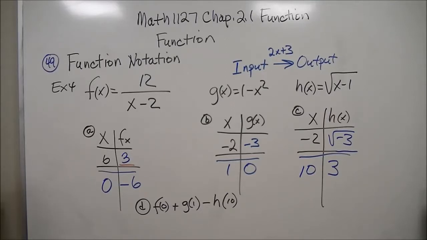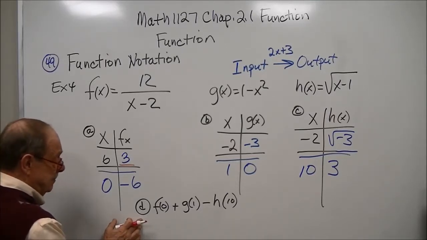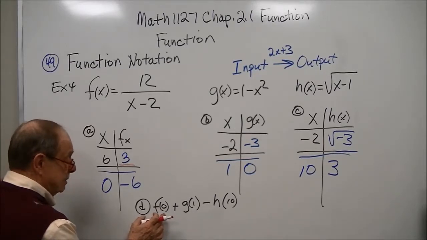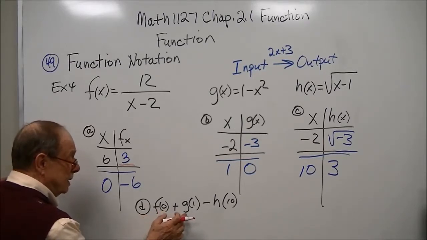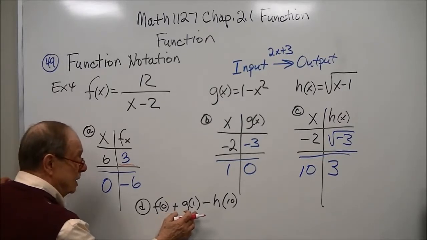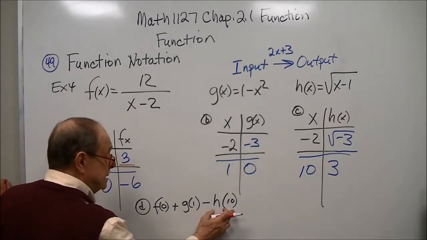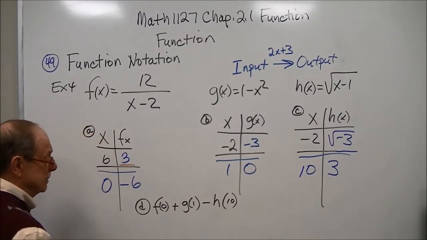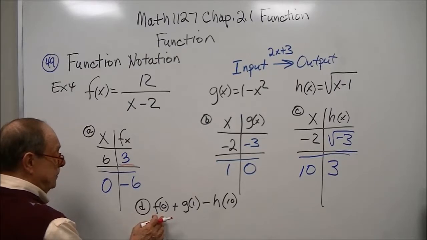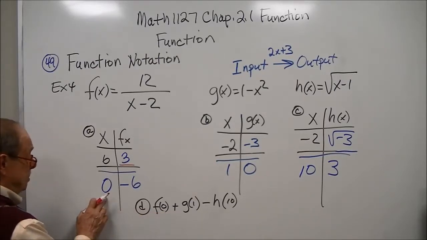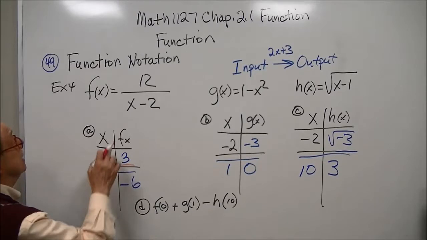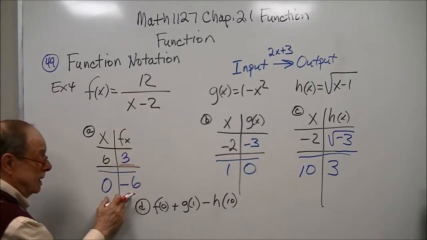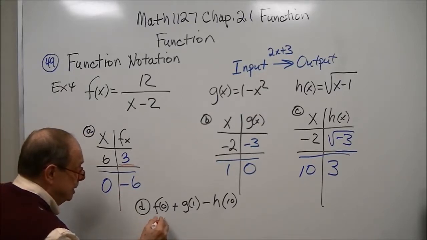Okay, then they gave us letter D, where they're saying the function of x is 0, g of x is a 1, and here h is a 10, and they're giving us a sequence of how we apply this. So I put my x value as 0. If this is 0, I have 12 divided by -2 gives me a -6. So this is going to be a -6.